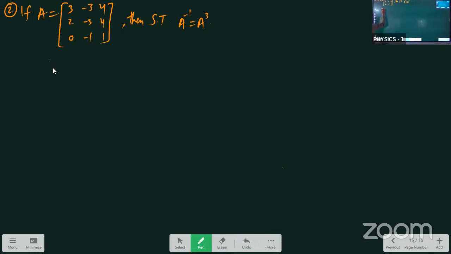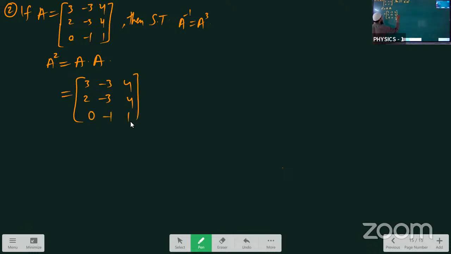To find A power of 4, we need to first find the A square value. A square is nothing but A into A. What is the A matrix? 3, minus 3, 4; 2, minus 3, 4; 0, minus 1, 1. This into A, the same matrix: 3, minus 3, 4; 2, minus 3, 4; 0, minus 1, 1.